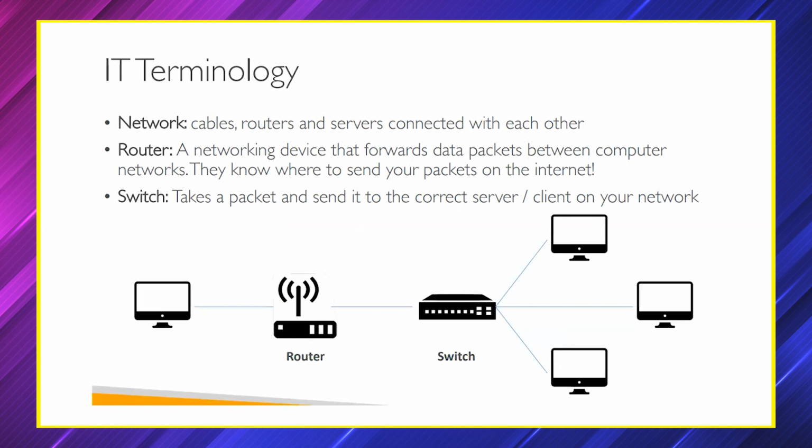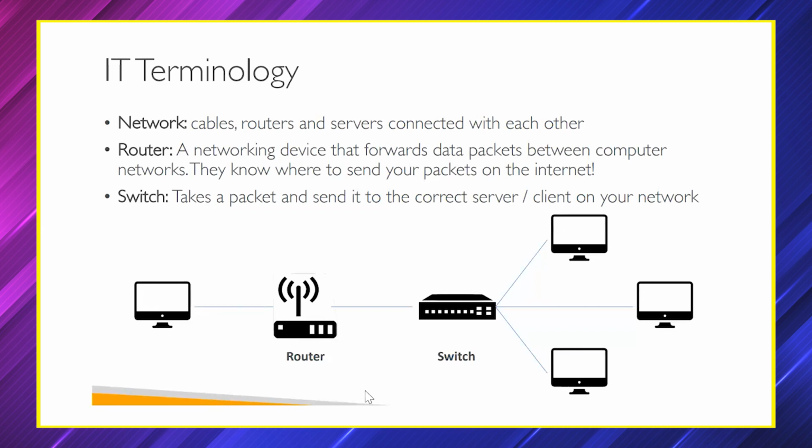Let us talk about the different terms within cloud terminologies. Here you can see a diagram: this is a client-to-client or peer-to-peer internet connection. One client is connected to the router, then there is a switch, and multiple clients are connected to one switch. So this is one network. A network consists of cables, routers, servers, switches, and multiple other components.